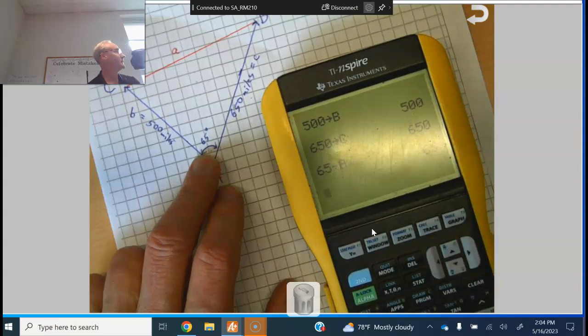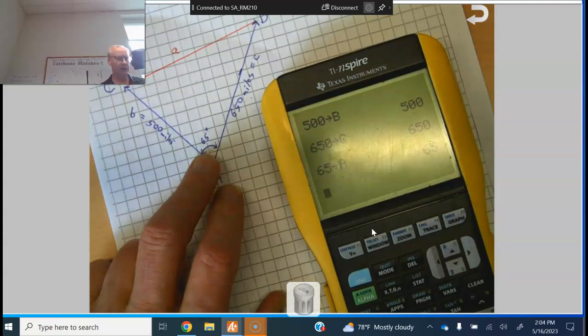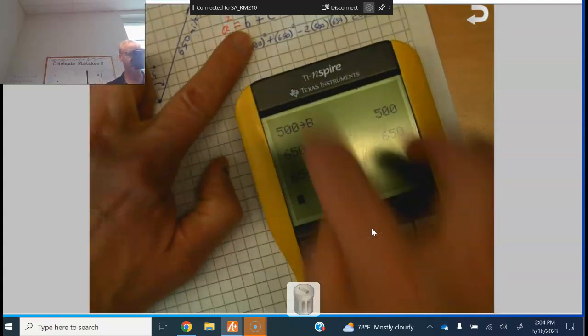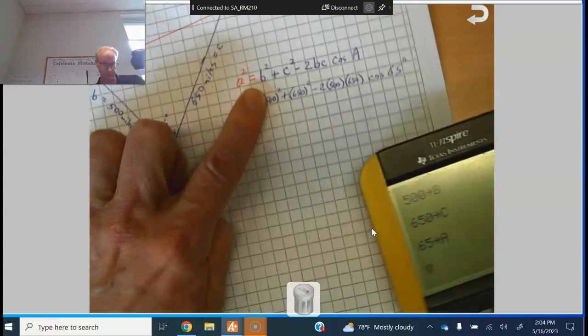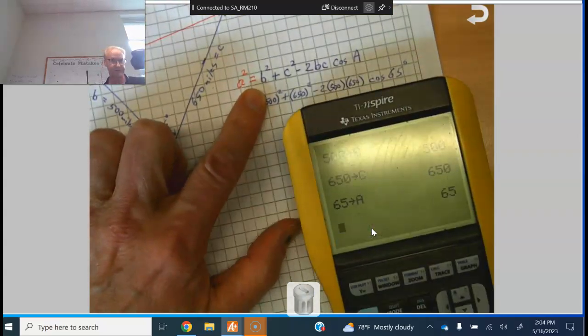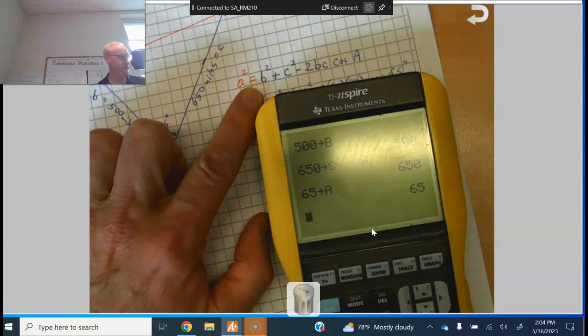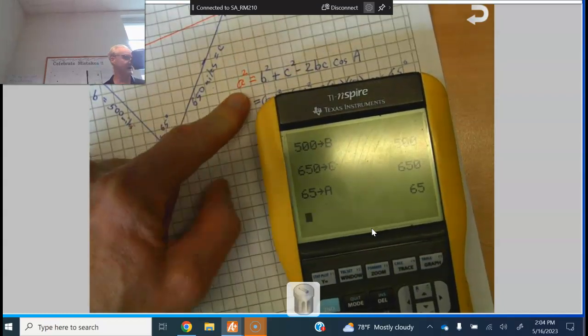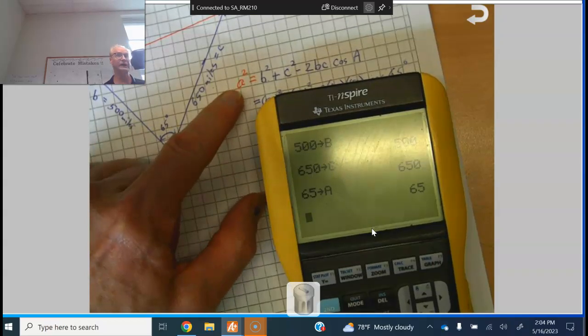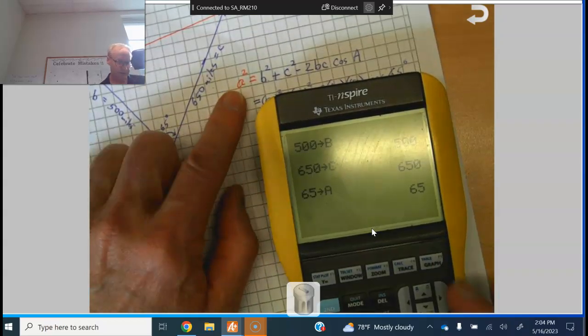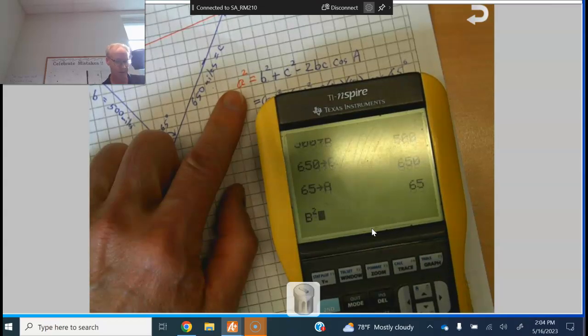and I'm all set. All I need to do now is put in my formula, which is B squared, let me put it where you can see it, B squared plus C squared minus 2BC cosine A. And that's going to give us A squared. Just keep in mind that I'm going to be finding A squared, not A. So I do B squared plus C squared minus 2BC cosine A.